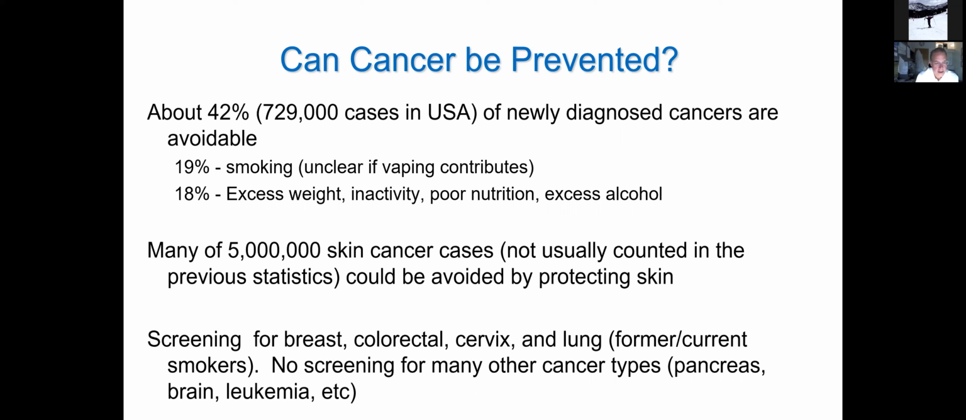And then finally, screening. Screening is basically doing a test on an asymptomatic person, so they feel perfectly fine, and you do a test to see if they're at risk for getting a cancer. There are screenings for breast, colon, and cervical cancer via the pap smear. And for former and current smokers, there are CT scans for lung cancer, but there's no screening for many other cancer types. We're hoping this will be fixed with more updated screening techniques. One of the more promising, which I'll talk about toward the end of the talk, is called circulating tumor DNA.